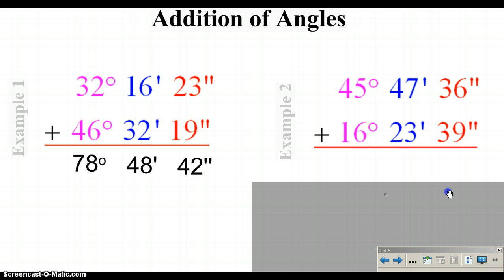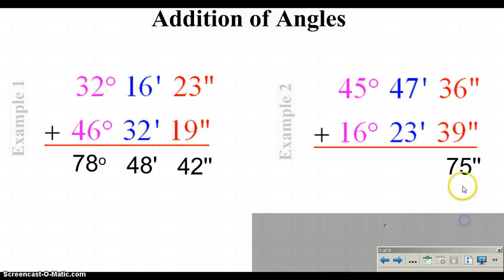Right away, if we add the third column, 36 plus 39, we get 75. You can't have 75 seconds. We can't be over 60. So how much are we over 60? Hopefully you answered 15. So we leave the 15 and we give an entire minute to the next column. So 75 seconds is 1 minute, 15 seconds. Now you just add this column. So 47 plus 1 is 48, plus 23 is 71.